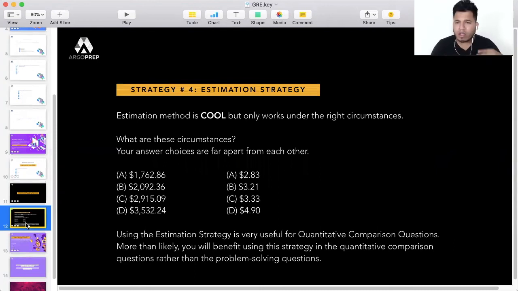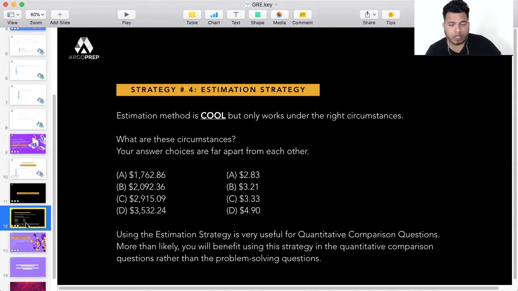Doubling and halving, plug and check, all that kind of fun stuff. Estimation strategy is cool. It only works under the right circumstances. I'm going to briefly go over it just because it's a webinar. I don't want to keep this long. We just have a couple of slides left. It'll be over. But you should learn about the estimation strategy and when to use it.